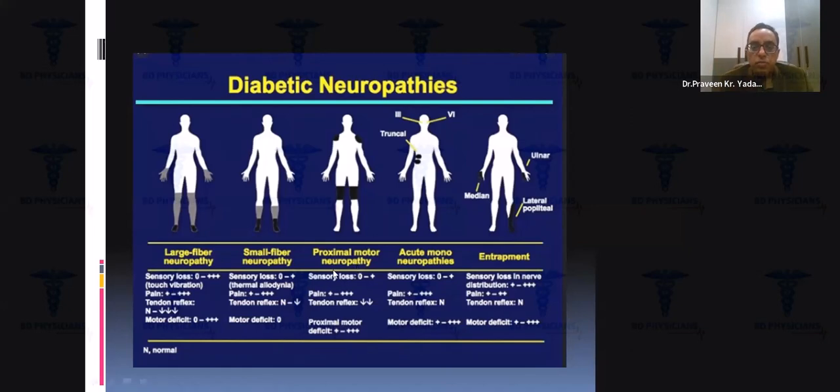There may be a proximal motor neuropathy, which, like I've already shown, is diabetic amyotrophy. There, it can be predominantly quadriceps involvement or proximal involvement. Then there can be mononeuropathies, for example third nerve palsy, sixth nerve palsy, and a truncal neuropathy which can occur around the trunk. So this can mimic a thoracic radiculopathy. A thoracic radiculopathy-like presentation can occur in a diabetic truncal neuropathy. Then there may be a compressive neuropathy like median neuropathy, ulnar neuropathy, and common peroneal neuropathy. So these are the various presentations of neuropathy.